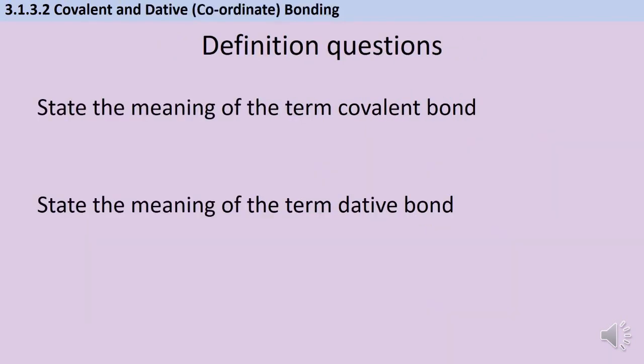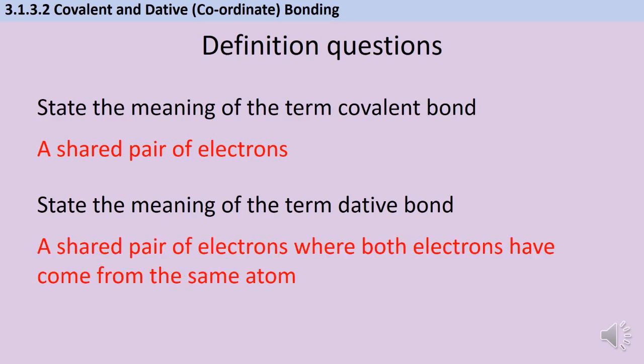So we might have a question that asks us to define the meaning of a covalent bond, and that's a shared pair of electrons, or that asks us to define the meaning of a dative bond. So that's a shared pair of electrons where both of the electrons have come from the same atom.